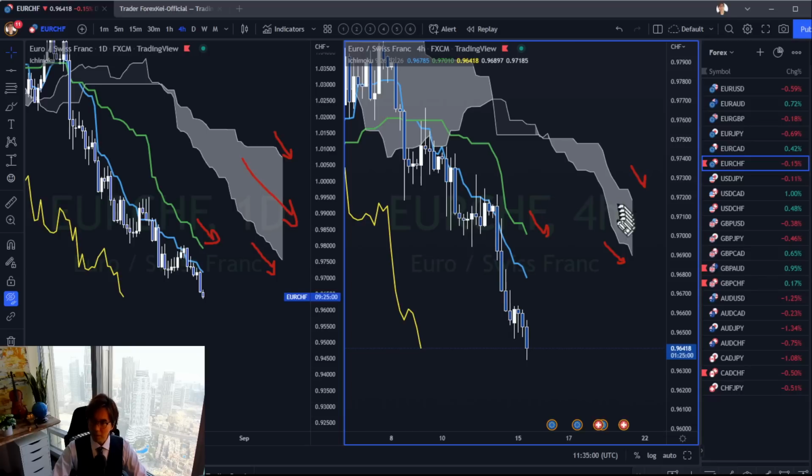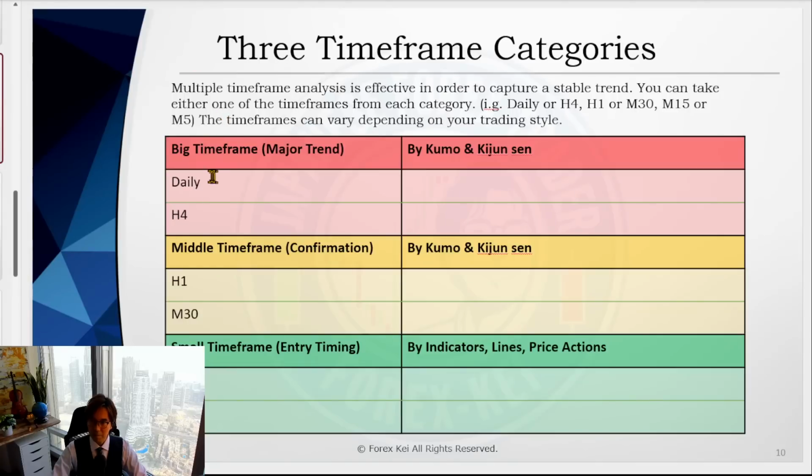And if you compare the Kumo thickness and length on both time frames, daily Kumo looks much bigger than the 4-hour. So that's why I say I will take the daily to follow. And then let's talk about the confirmation part. So daily is down. So let me do step by step. So daily is down right now. Right? And then let me check the 1 hour 30.